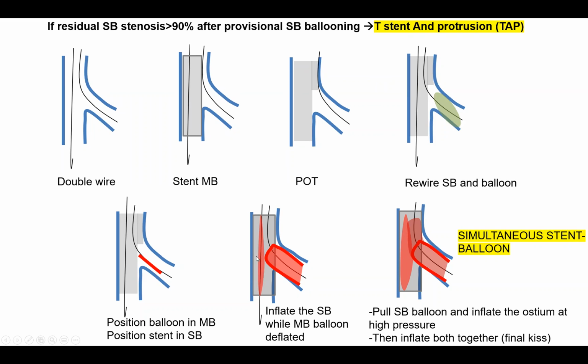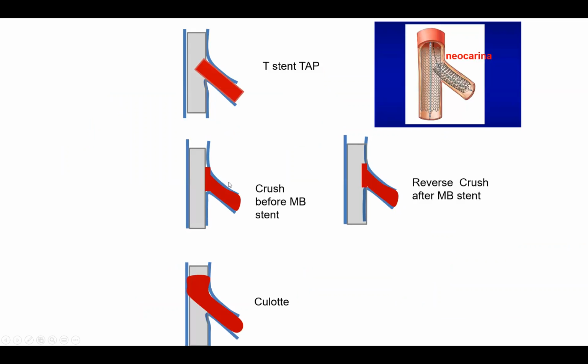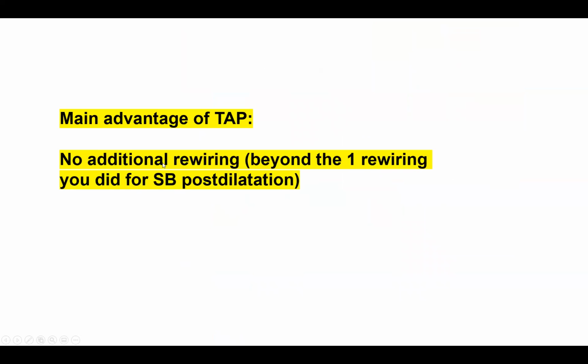So crush, you smash that stent. You don't deploy simultaneously. You smash it and you have to rewire it and do a kissing balloon inflation. The main advantage of TAP is that you don't have to rewire. You just rewire once, the same rewiring you did for your side branch post dilatation. You don't have to rewire again.